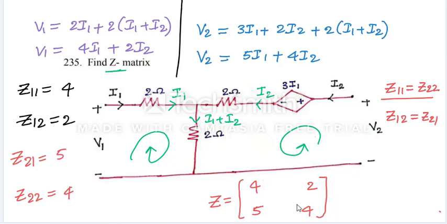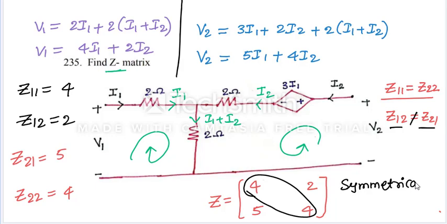Now we'll see this thing here. So Z11 is equal to Z22, symmetrical, isn't it? Z12 is not equal to Z21, so it is not reciprocal. So this is not satisfied here. So we can say the network is symmetrical, but not reciprocal. Right? Next problem.